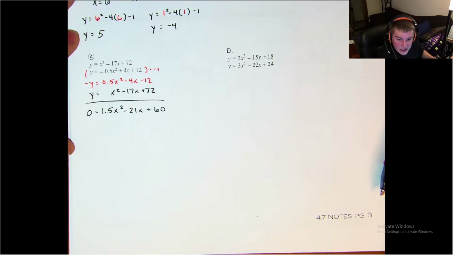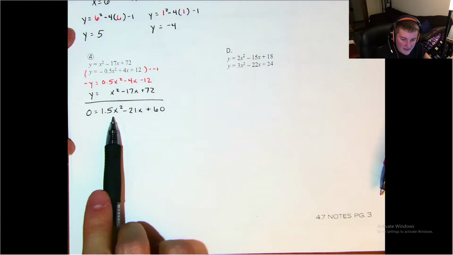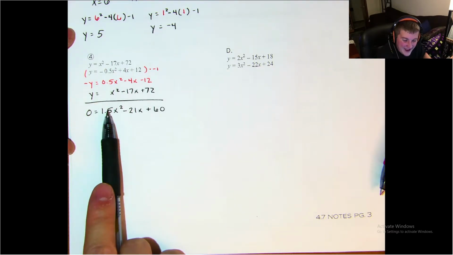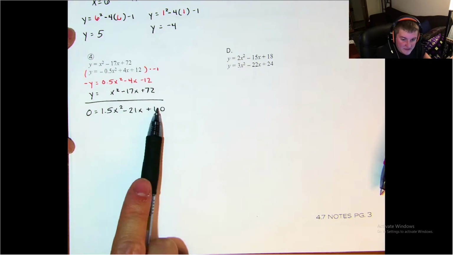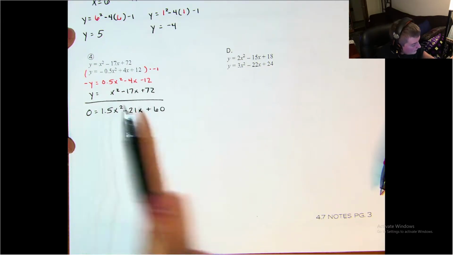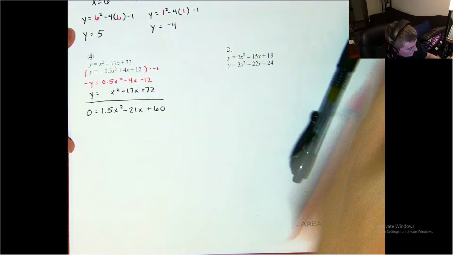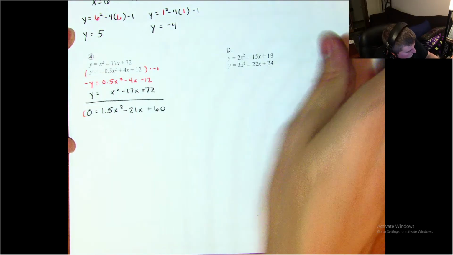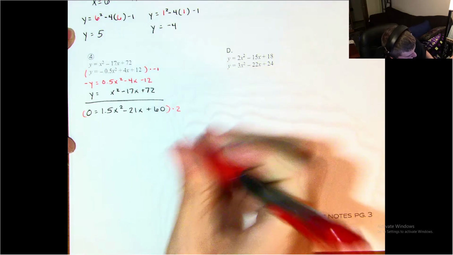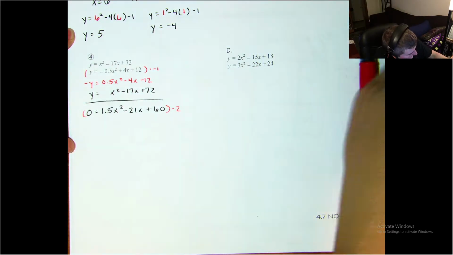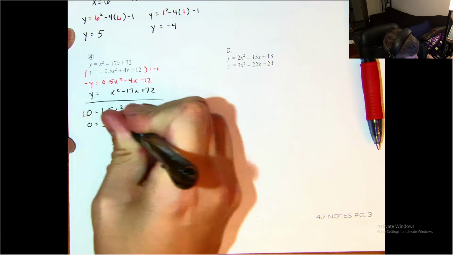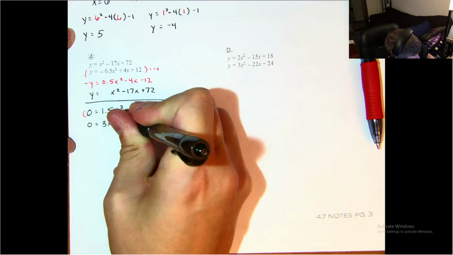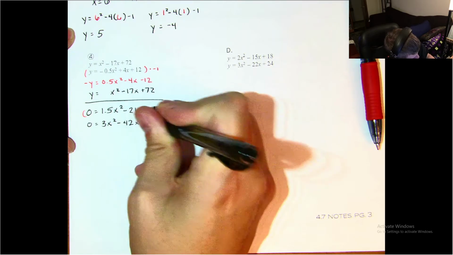Okay, and so then here, now I have a 1.5. Okay, so it looks like we're going to have to scale this back up to get this to a whole number, just like we kind of saw in the other problems here. So this one I'm going to need to multiply by 2 to get 3x squared minus 42x plus 120.